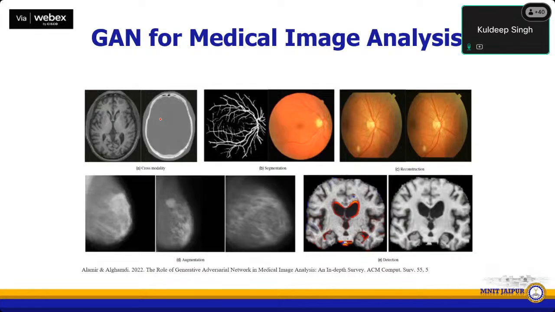Let us see some of the results of the generative adversarial network for medical image analysis. This paper of 2022, The Role of Generative Adversarial Network in Medical Image Analysis, presented the application of GANs in medical image analysis. You can see here there are multiple applications of GANs, like cross modality data generation, segmentation of the data, reconstruction of the data, augmentation of the data, or detection of the data.